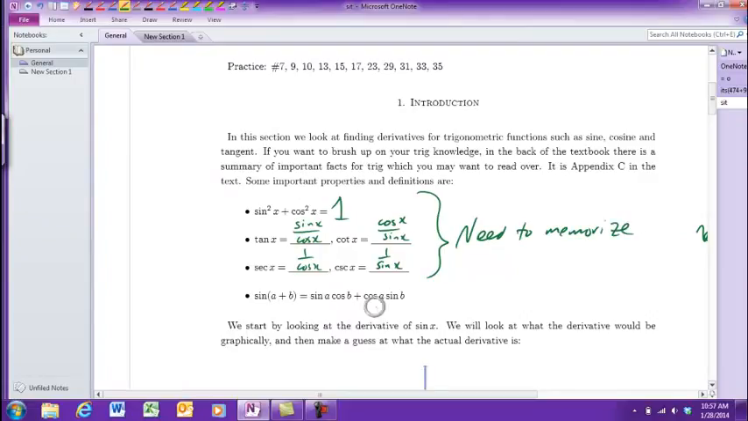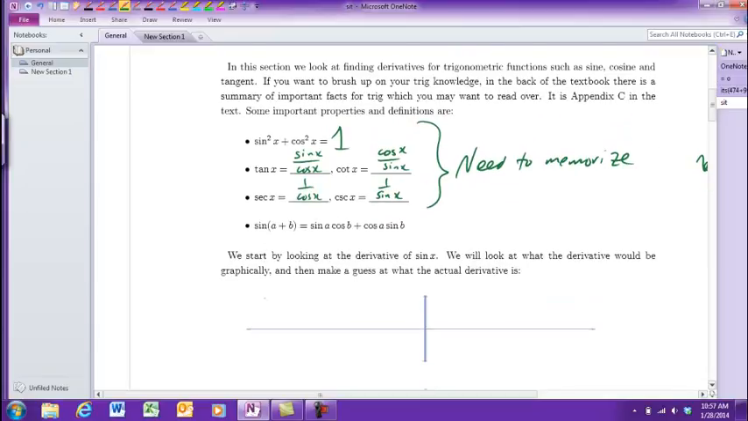And then there's a fourth one I put down here, fourth bullet. This is an addition formula you may have seen in pre-calculus. You do not need to memorize this, but we will use it in class today, or in the video at least, so I wanted to put it down there.